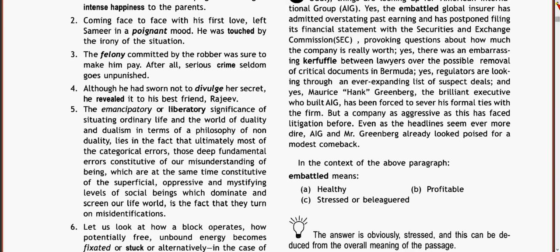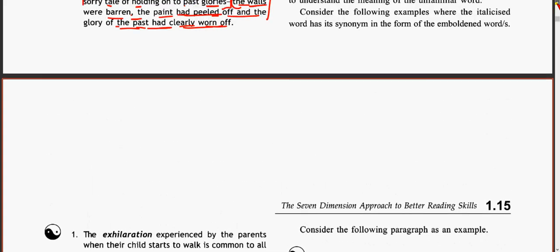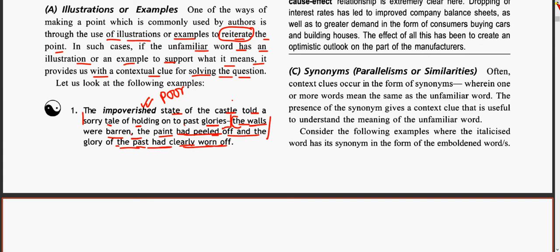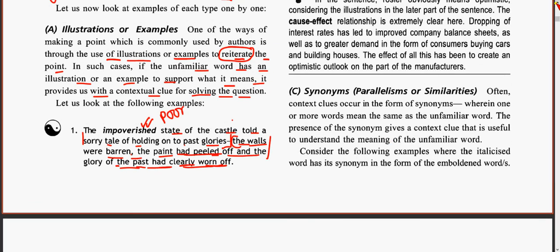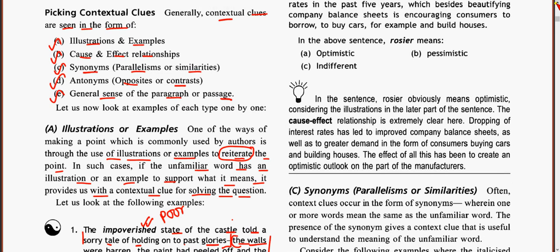Okay, so over here I'm going to show you some tips about comprehension. Whenever there is a difficult comprehension, you will have to find out some contextual clues. So what are these contextual clues?